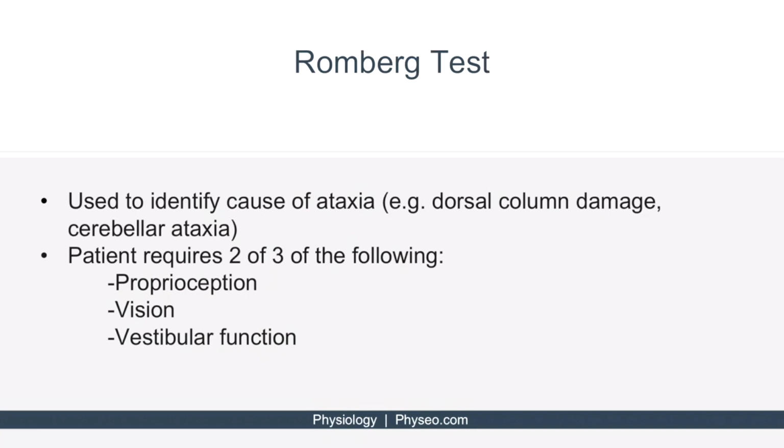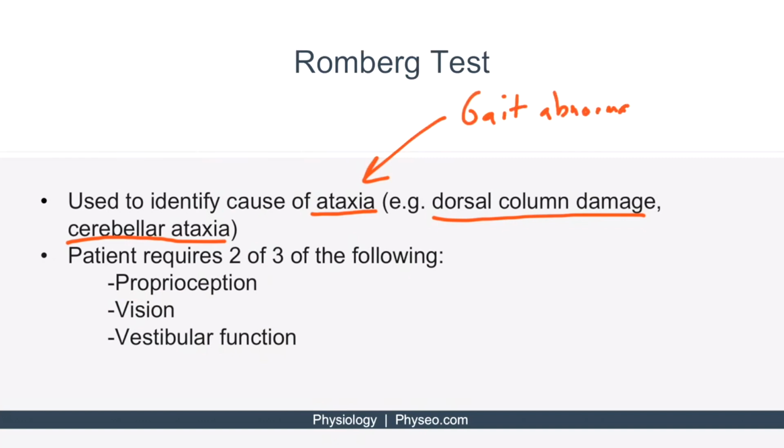So now we just need to talk about the Romberg test really quick. Now this is very important as it relates to the dorsal column. It's really high yield for examination purposes. So it's used to determine the cause of ataxia. It really helps to distinguish between dorsal column damage and cerebellar ataxia. Now just recall that ataxia means gait abnormality. So a patient's walking funny and you want to know if it's the cerebellum that's the problem or if the dorsal column is the problem.